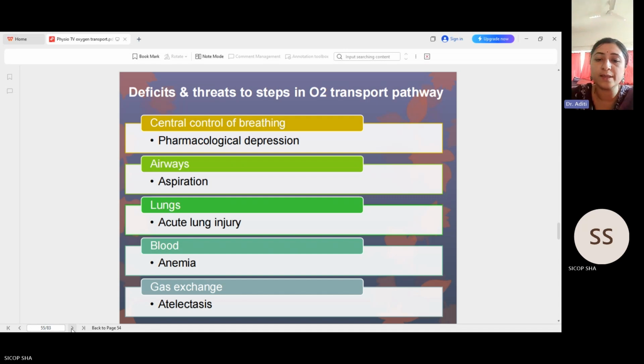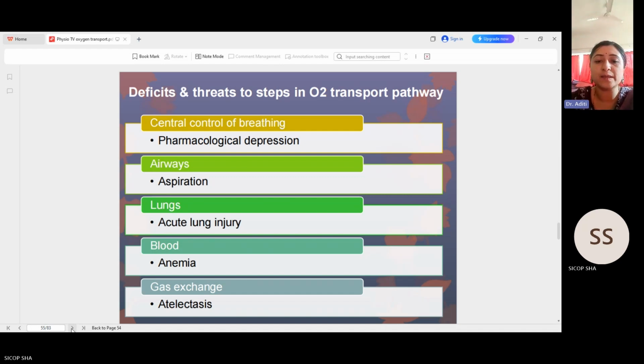Blood: the major factor is anemia, because hemoglobin is the basic oxygen carrying mode. That is why anemia will affect the O2 transport. In case of gas exchange, atelectasis, when the underlying segment or underlying lobe has gone into collapse, is further going to affect the oxygen transport.